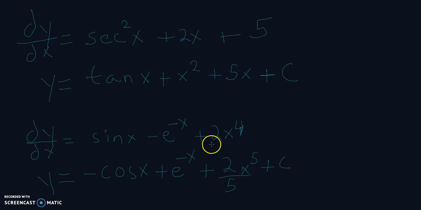Now, my recommendation is always double check. So if you look over here, the derivative of negative cosine of x is sine x, and the derivative of x is 1. The derivative of e to the negative x is e to the negative x times the derivative of negative x, which is negative 1. So that's check. And now the derivative of 2/5 x to the 5th, that would make it 10 over 5, which is 2x to the 4th, plus c. So this has to be correct.